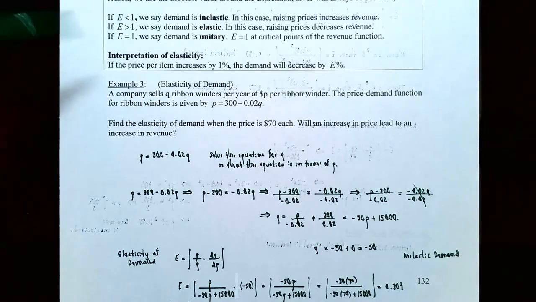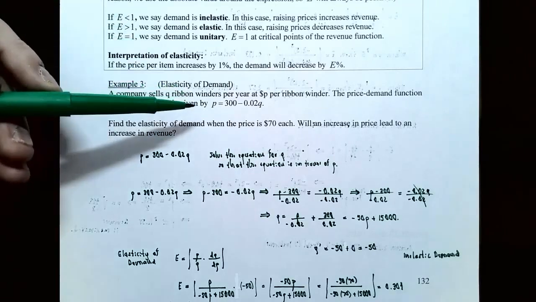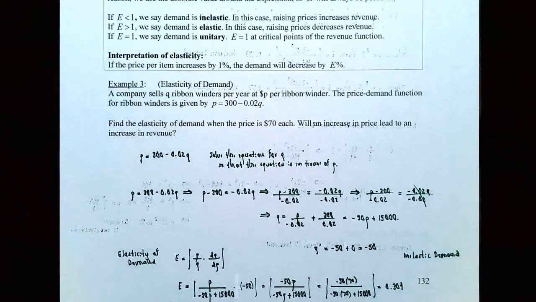So let's try example 3. Elasticity of demand. A company sells Q ribbon winders per year at P dollars per ribbon winder. The price demand function for ribbon winders is given by this equation: P equals 300 subtract 0.02 times Q. Find the elasticity of demand when the price is $70 each. Will an increase in the price lead to an increase in the revenue?